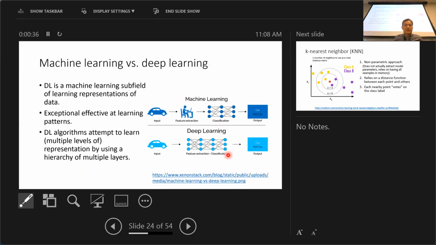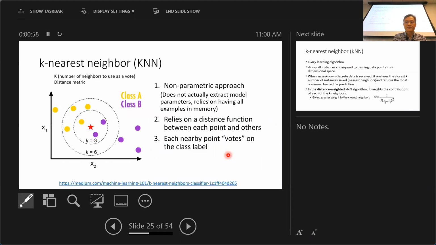Anyway, machine learning, deep learning, they're just words. Deep learning probably means you use a neural network that contains a lot of layers. I don't have a definition of how many layers make it a deep neural network. Okay, next.